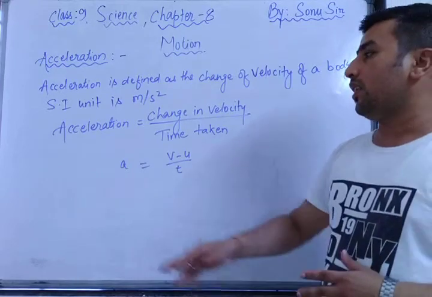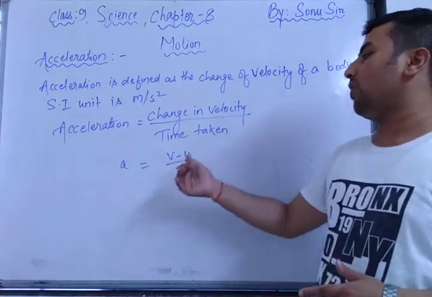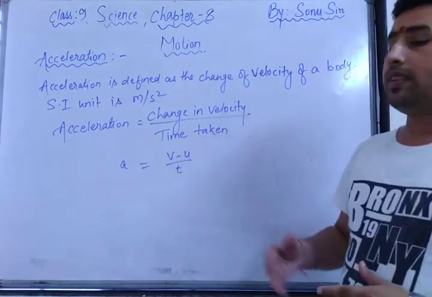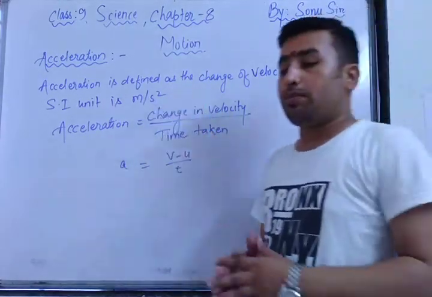As already written, acceleration is denoted by A, change in velocity is V minus U, final velocity minus initial velocity, by time taken. The SI unit is meter per second square.